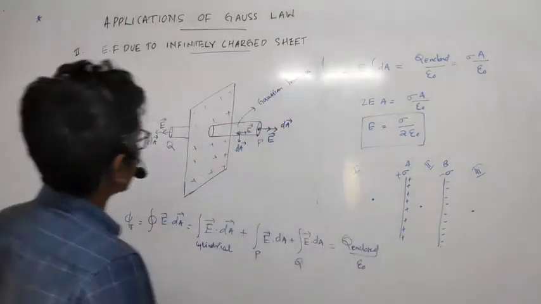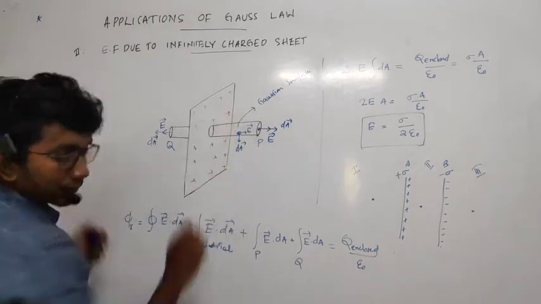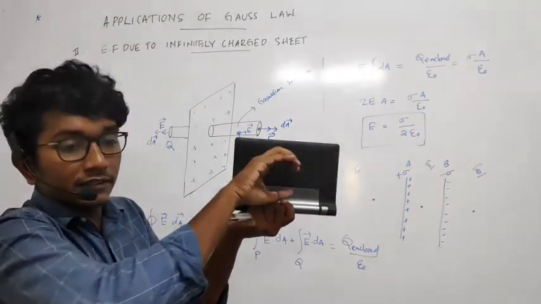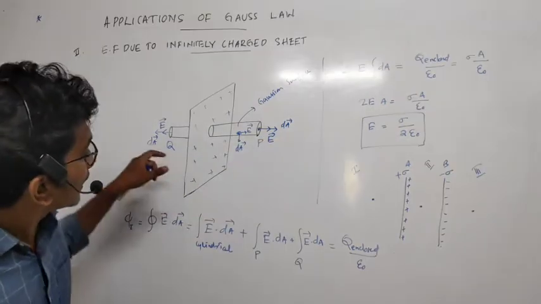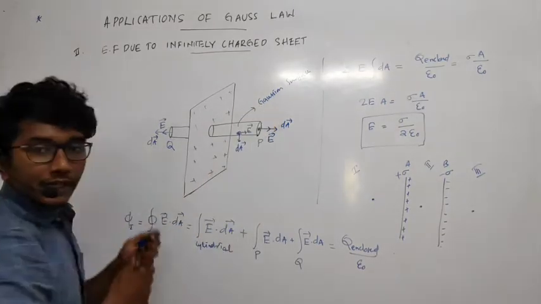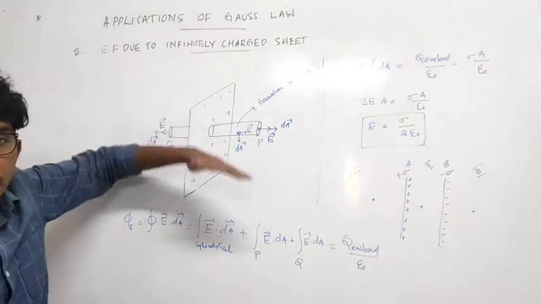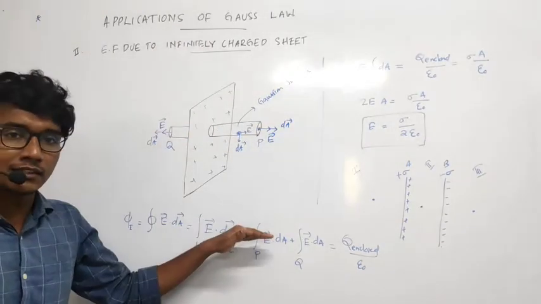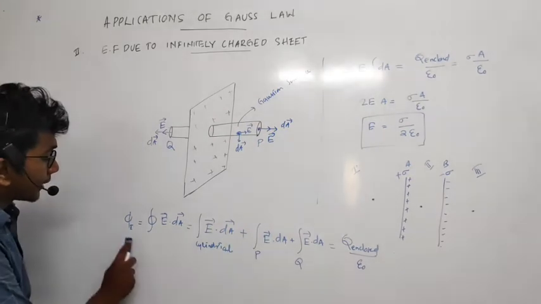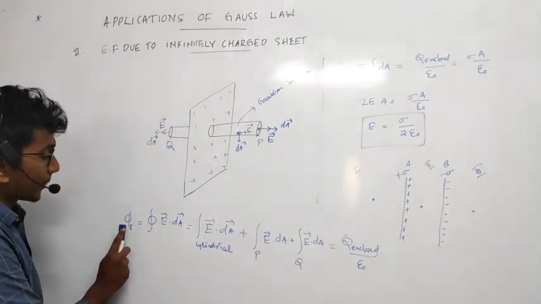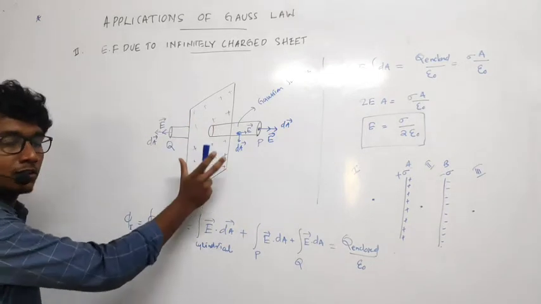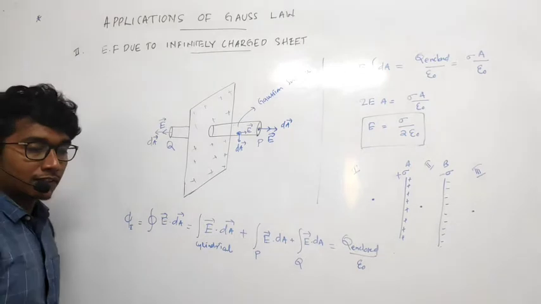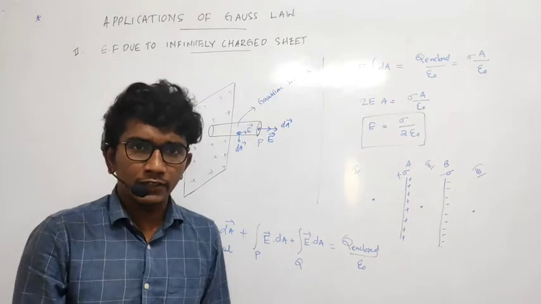Look at this. Here a portion of the cylinder would be like this. If this is a charged sheet, it would be like this. You can consider a cylinder in this way, and now we will follow the same method we have already done. Here phi E, the electric flux due to this charged sheet, is equal to the surface integral of E dot dA. That is what we already know, right?